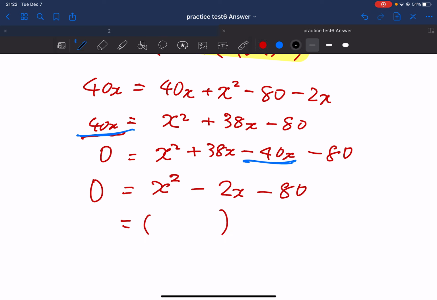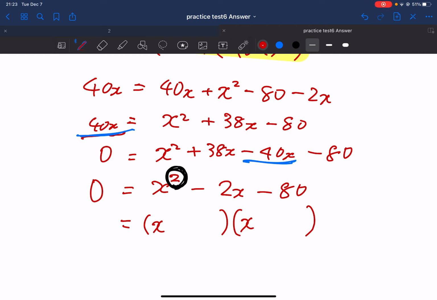Since we have a square power, which means we're going to have two solutions. That means we have two values of x. So we have one x and we have another x. So what times what becomes negative 80?